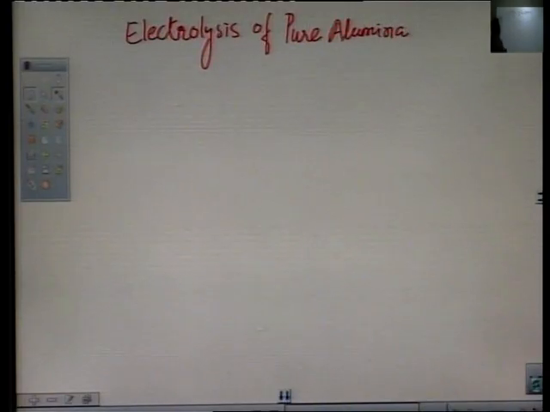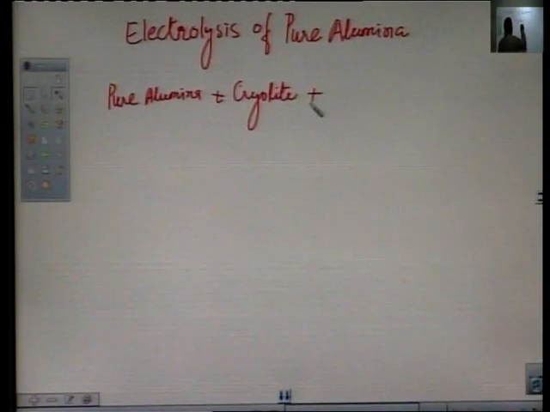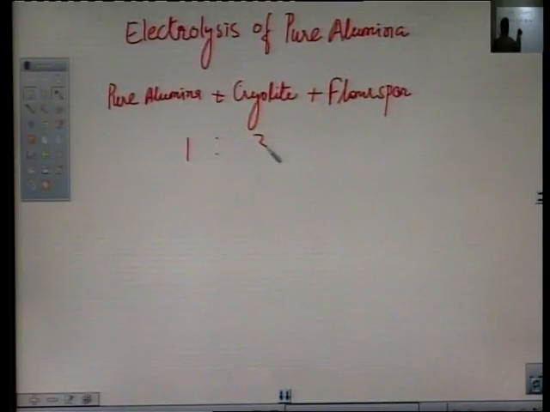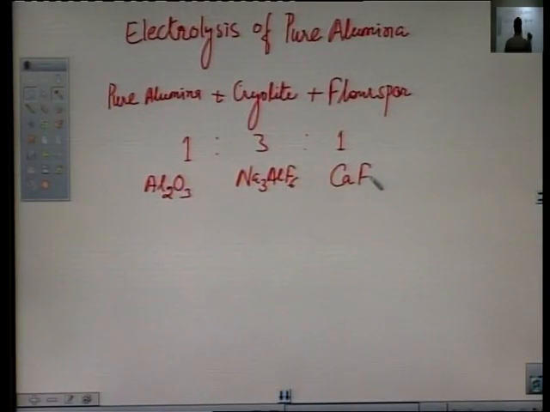In the electrolysis process, pure alumina, cryolite and fluorspar are mixed in 1:3:1 ratio, that is pure alumina 1 part, cryolite 3 parts and fluorspar 1 part.